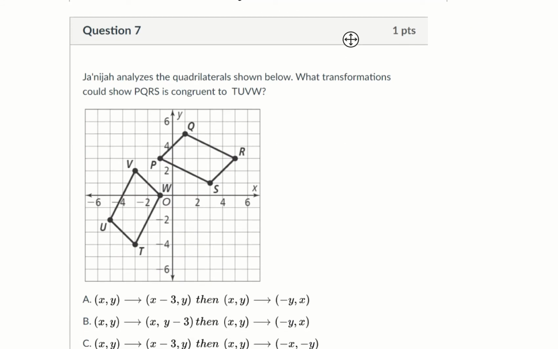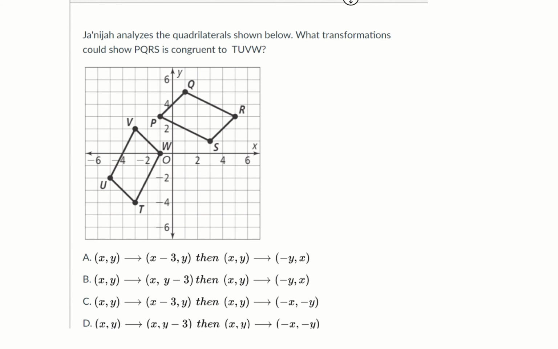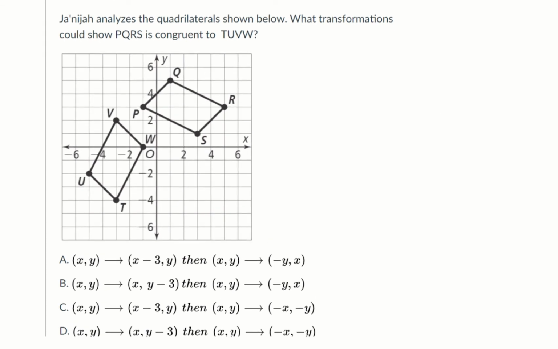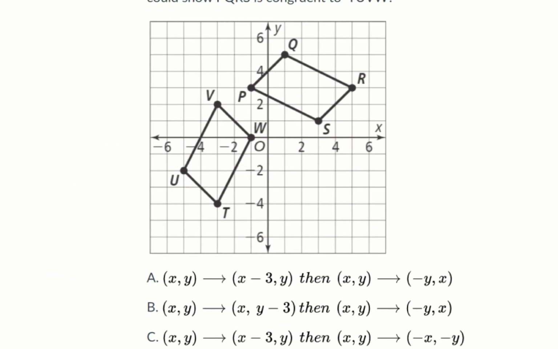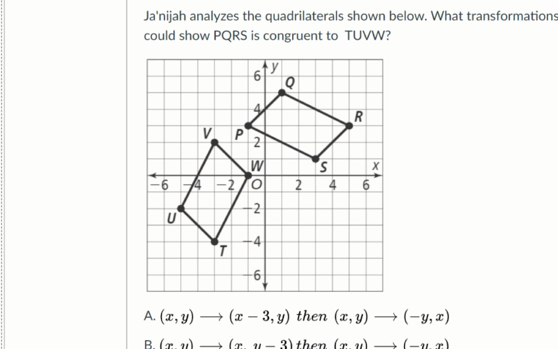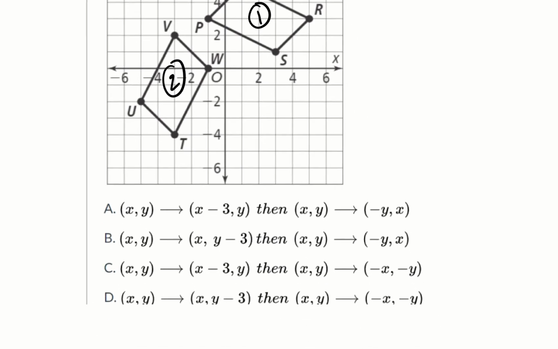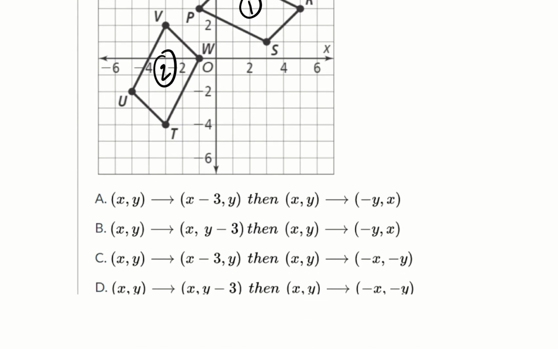That's it. Now for number 7, Janaya analyzes the quadrilaterals shown below. What transformation could show PQRS is congruent to TUVW? So we have two quadrilaterals, which are shapes with 4 sides. We want to figure out how to get from PQRS to TUVW. Let's look at the answer choices to see how we can do that.